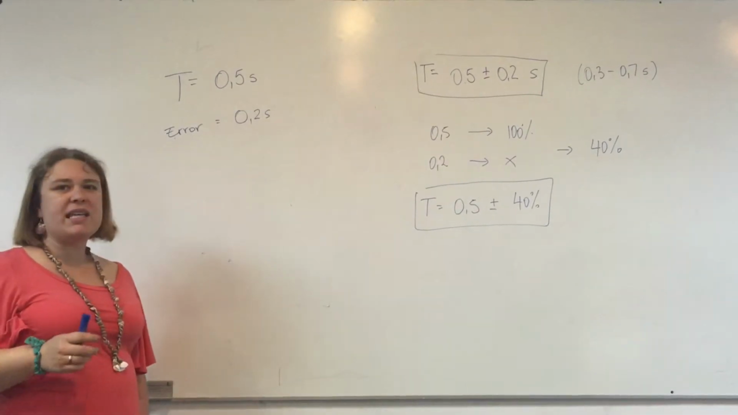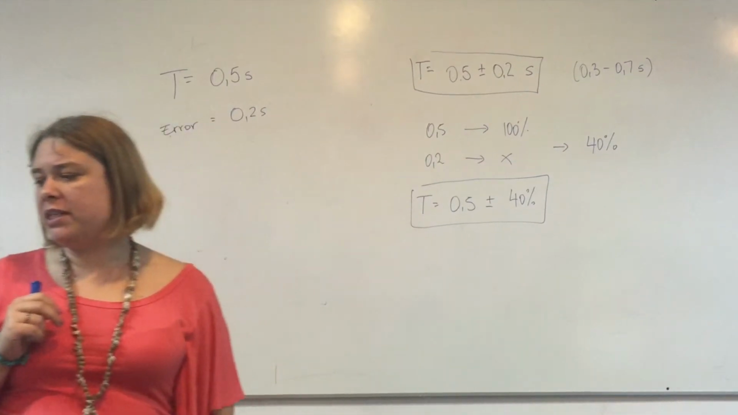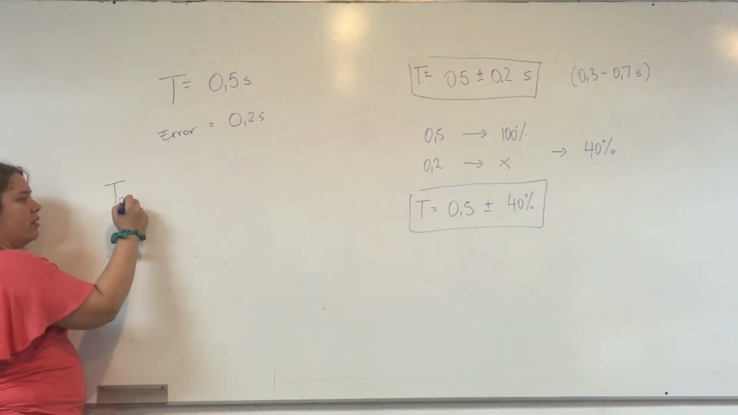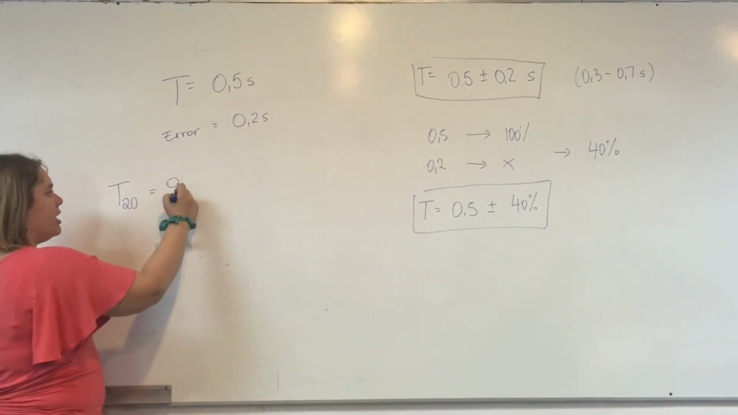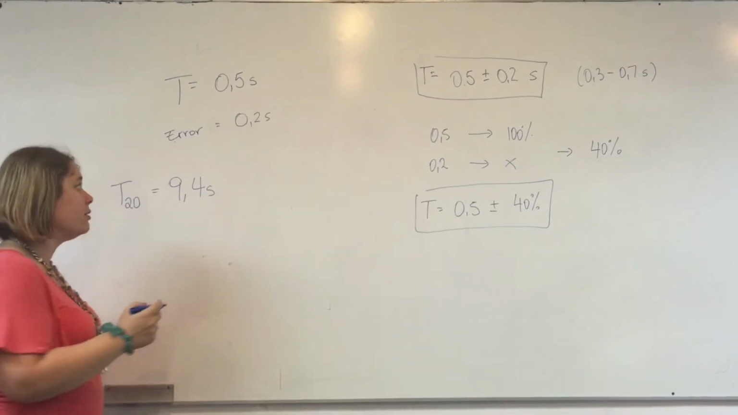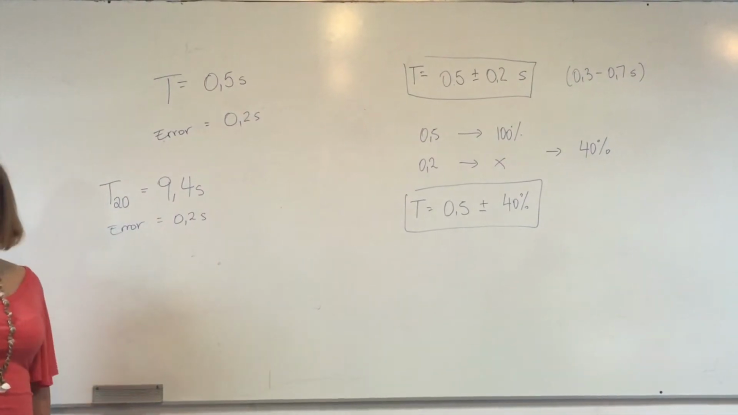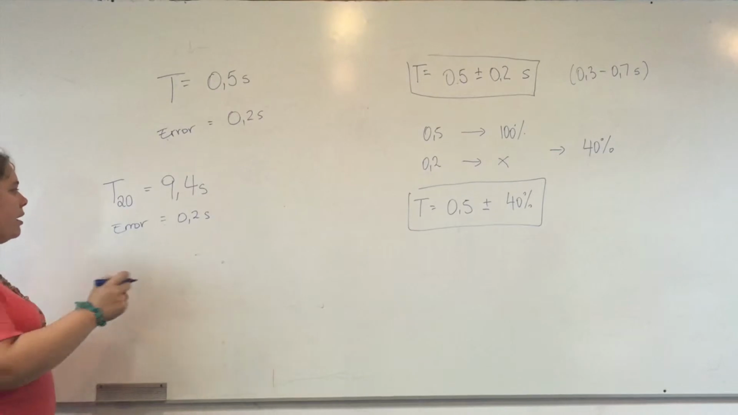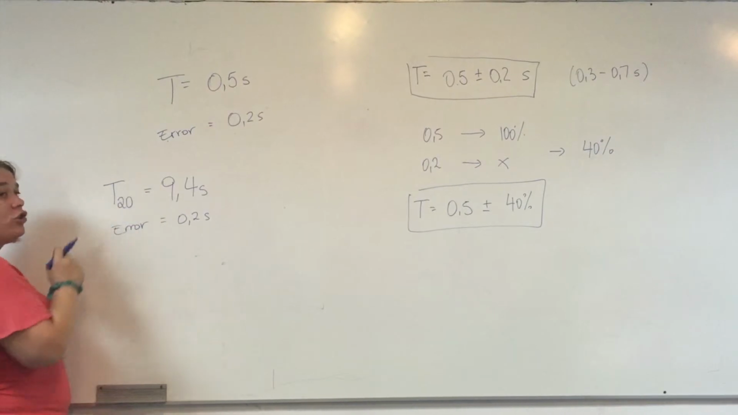Let's say now that we decided to measure 20 swings of our pendulum. If we measure 20 swings of our pendulum and we get the following, we're going to get a period of 20 swings. Let's say, for the sake of it, this took 9.4 seconds. We know that the error associated with our measurement is, in fact, 0.2 seconds, because we're using the same chronometer. We're using the same instrument.